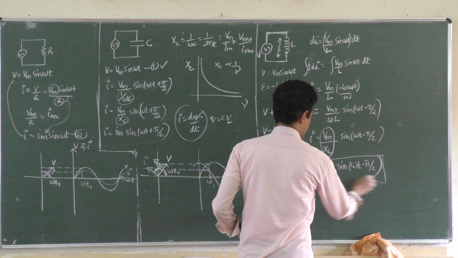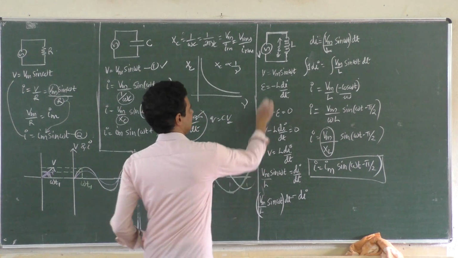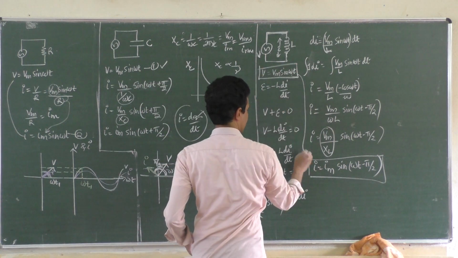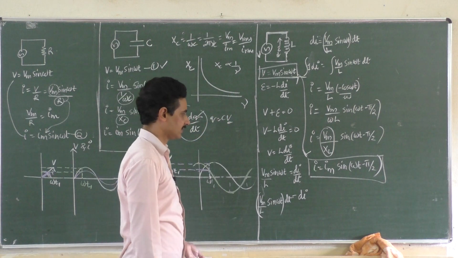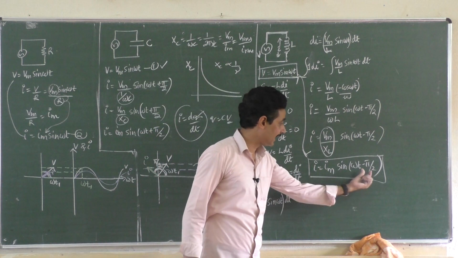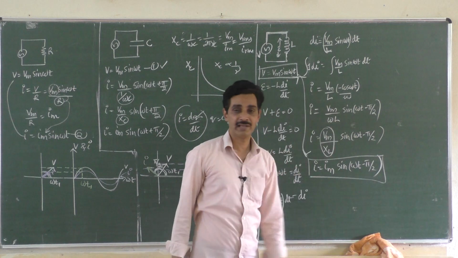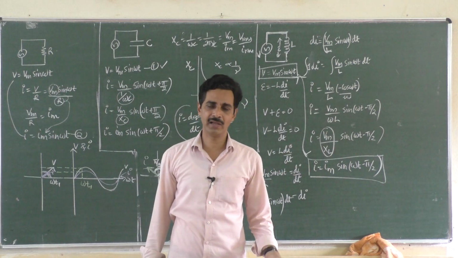This is the equation for current. This is the equation for voltage. Compare them. What will you get? The two equations say that current lags behind the voltage by pi by 2. What do you mean by current lagging behind the voltage?